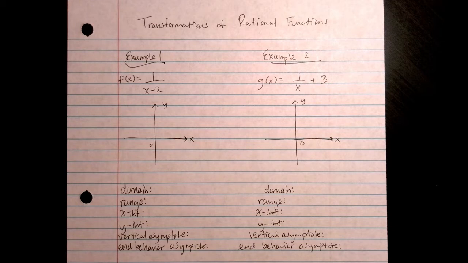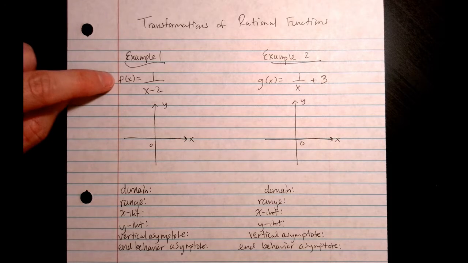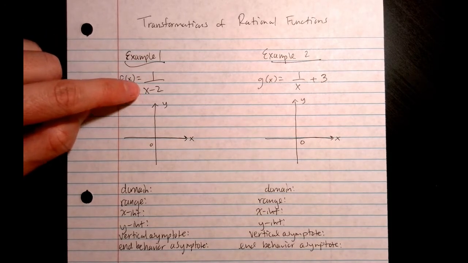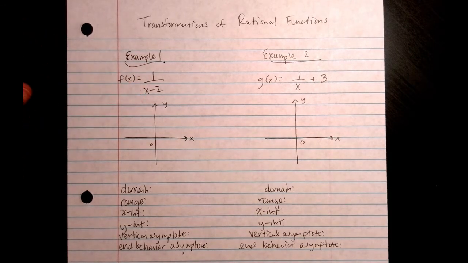Now I want to show you some examples of transformations of rational functions and what it looks like. So I actually have 3 total examples. Let's start with the first one. So f of x equals 1 over x minus 2. Now compare that to your transformational form and ask yourself, what value is being used here? Is it a, is it b, is it c, or is it d?